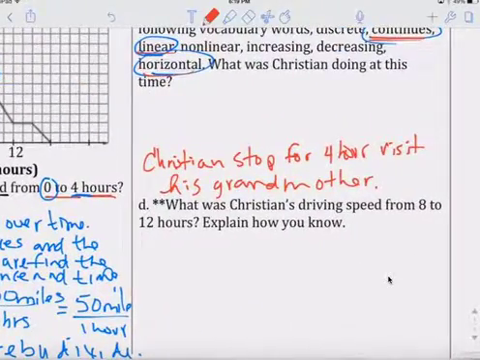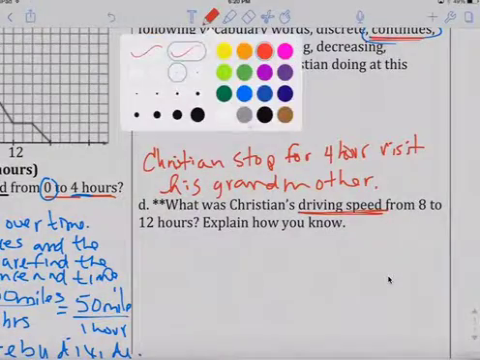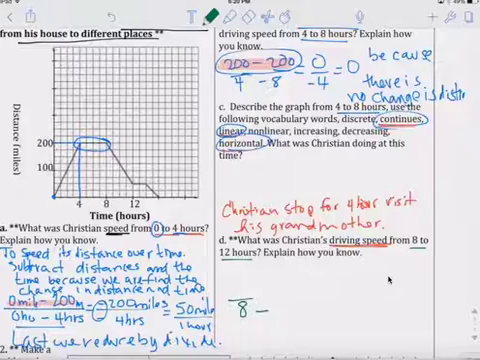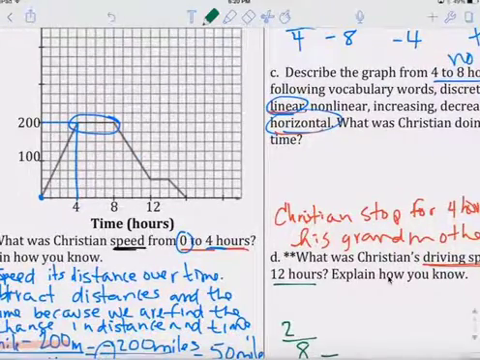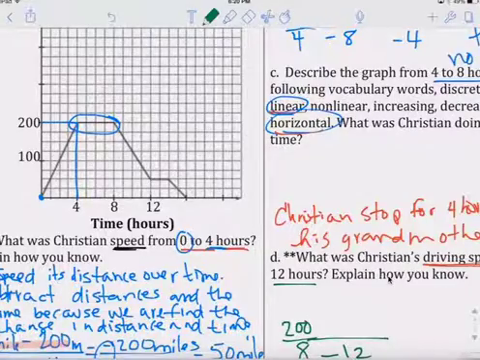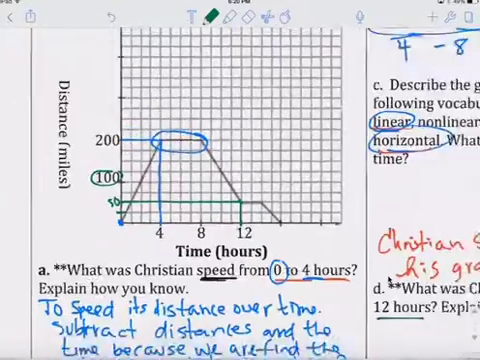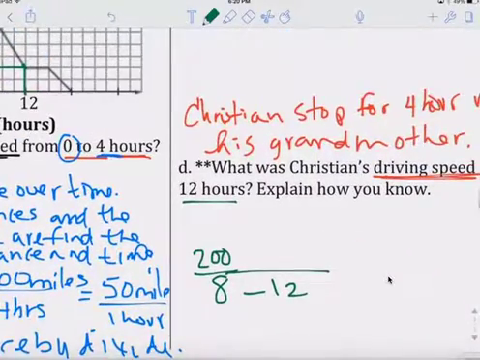What was Christian's driving speed? Same thing. Speed is the rate of change from 8 to 12 hours. Let's look at 8 hours. 8 hours is 200 miles. And 12 hours is, we're counting, 100. So 25, 50, 75, 100. That's 50. Subtract.